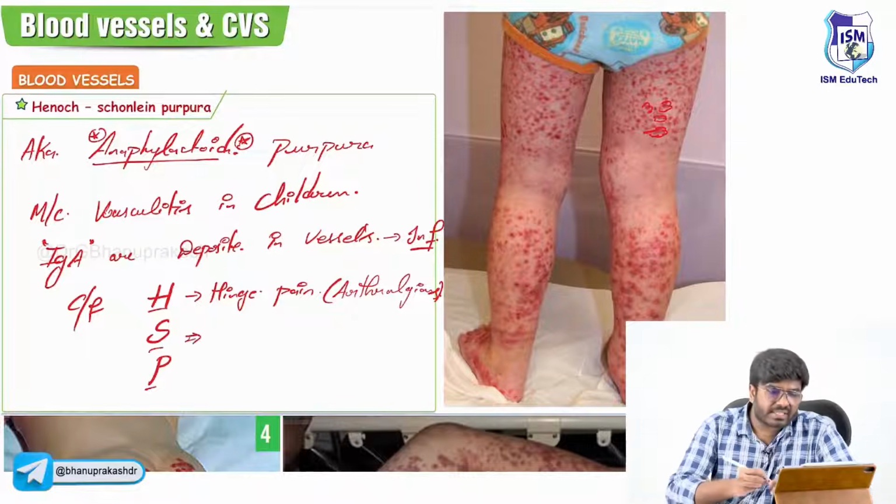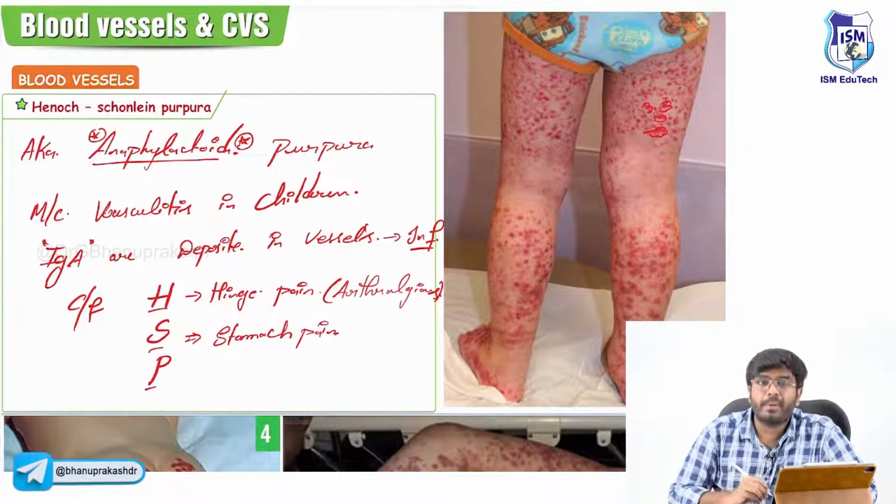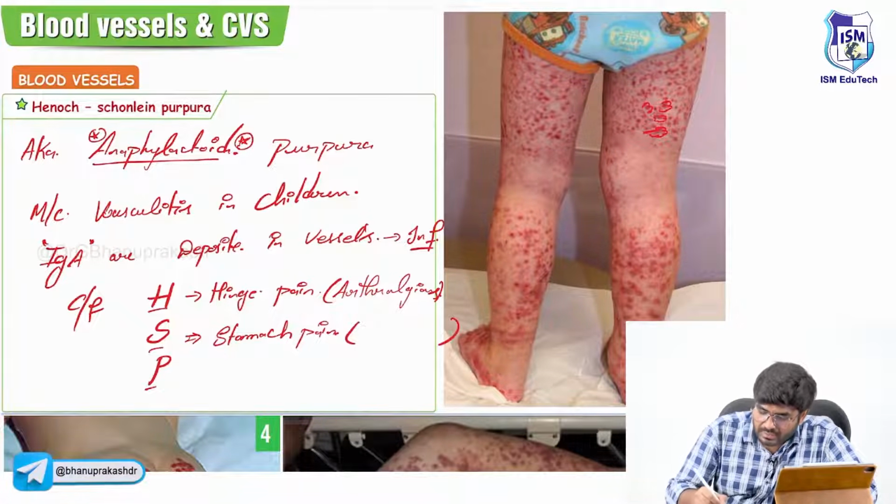What is this S for? The patients are going to have stomach pain. So why stomach pain? Because these patients will develop intussusception.